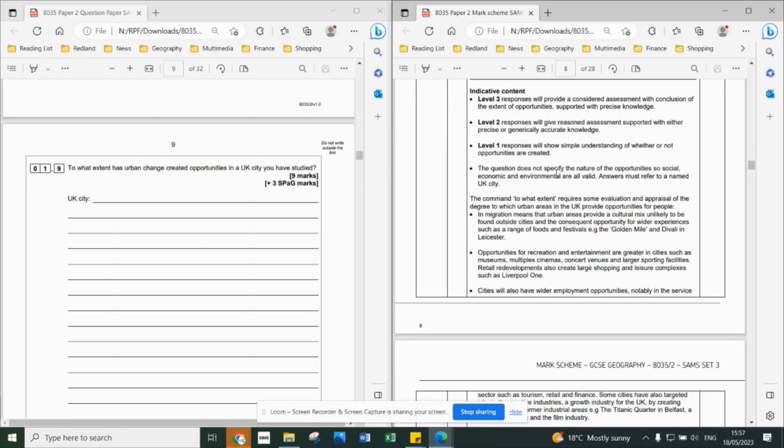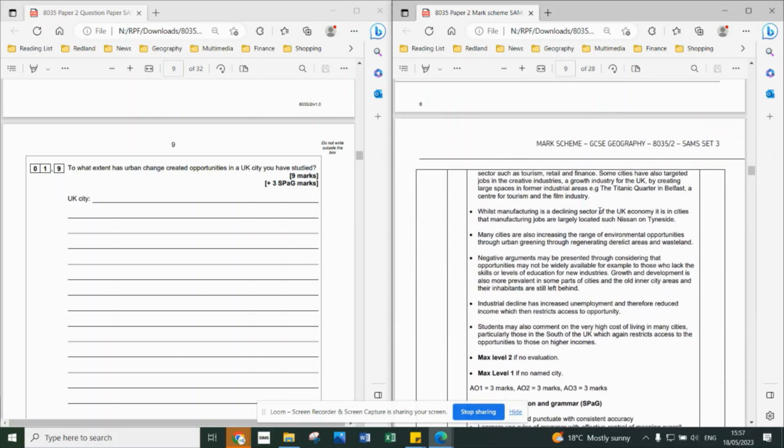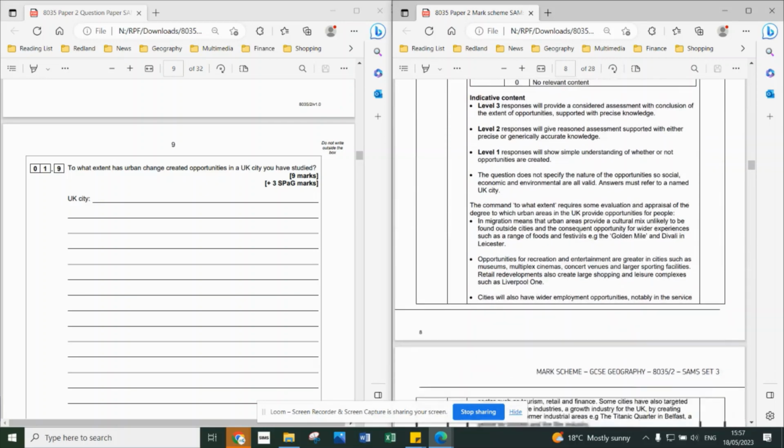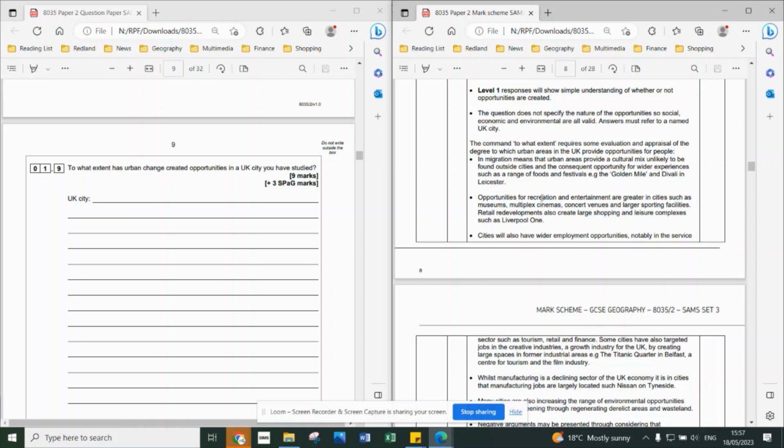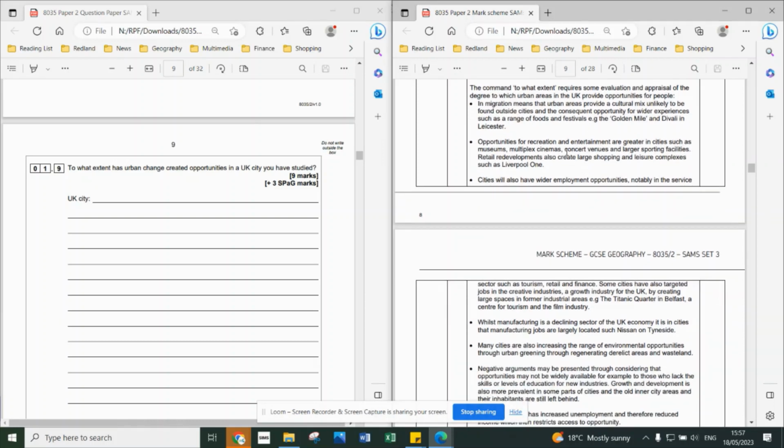Okay. In this case, to what extent has urban change created opportunities? I do a paragraph about the opportunities that have been created, and the limitations and challenges and the solutions. For example, if you use the mark scheme, opportunities for recreation and entertainment are great in cities, such as museums, cinemas, concert venues, larger sport facilities, retail development, also large shopping and leisure complex centres. You can talk about migration in London, Diwali in Leicester. You can talk about Chinatown we were discussing earlier. You can tell me how that brings benefit to the UK.